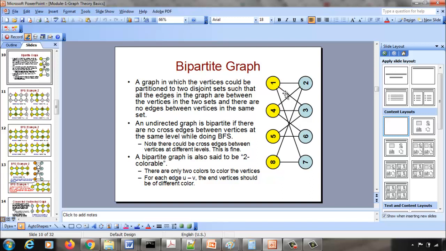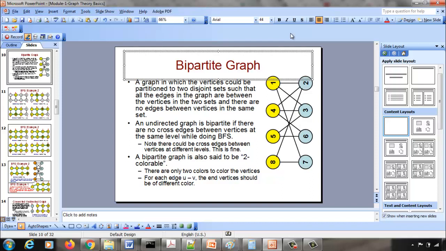So a bipartite graph has two disjoint sets of vertices, meaning any vertex can be in only one of the two partitions, and all the edges in the graph, so this is an important condition, all the edges in the graph should be between vertices in the two partitions. That means there should not be any edge between vertices in the same partition. So if a graph satisfies this requirement or property, it can be called a bipartite graph.